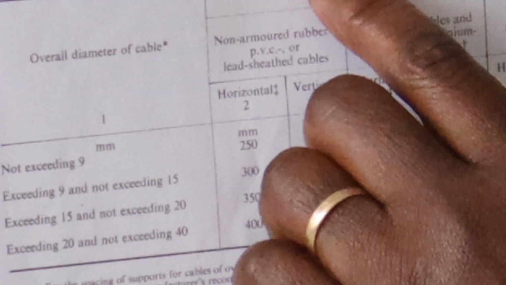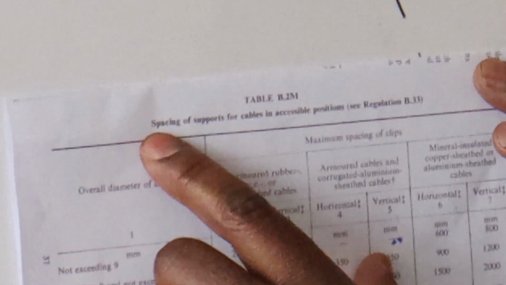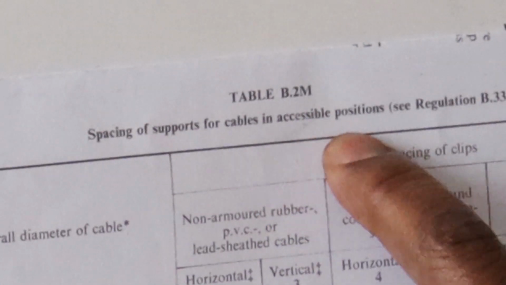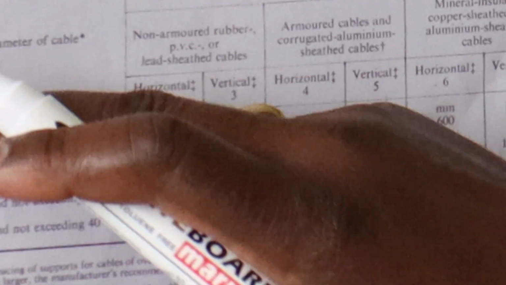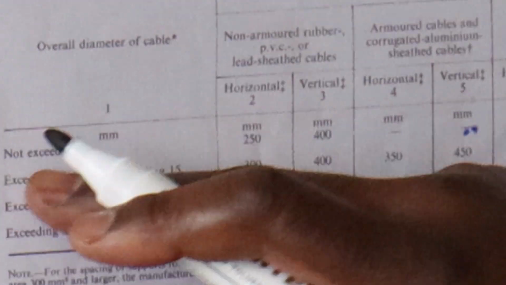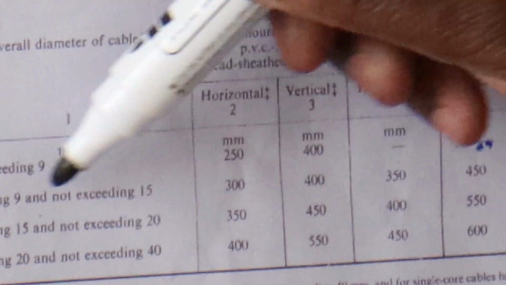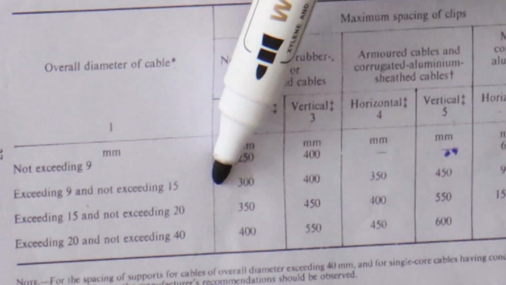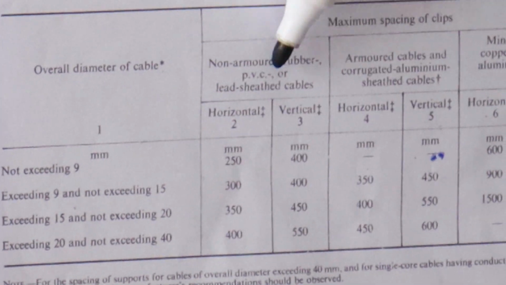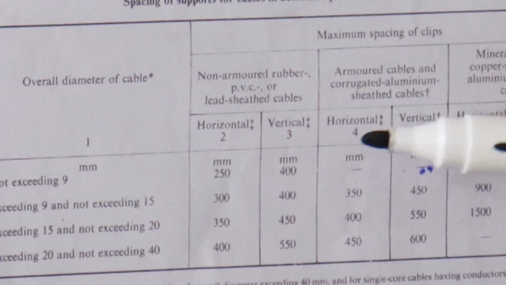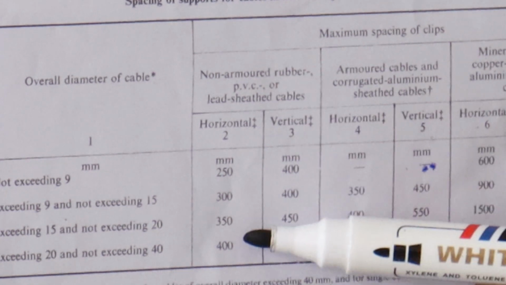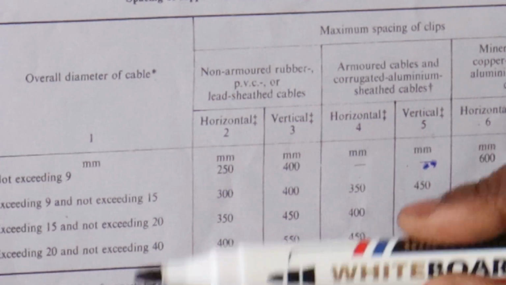So another table, table B2M, spacing of supports for cables in accessible positions. In this case here, they have given the overall diameter of the cable, not exceeding 9 millimeters, 9 to 15, 15 to 20, like that. And then they talk of horizontal. In case the cable is running horizontal, that will be the spacing of your support clips, depending on the size.